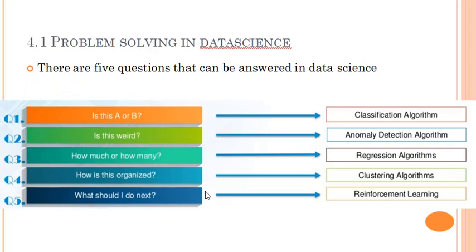In order to solve problems in data science, we have 5 questions that need to be answered, right? And all these 5 answers are generated by different fields of machine learning. So all these are different fields, types, and categories of machine learning.